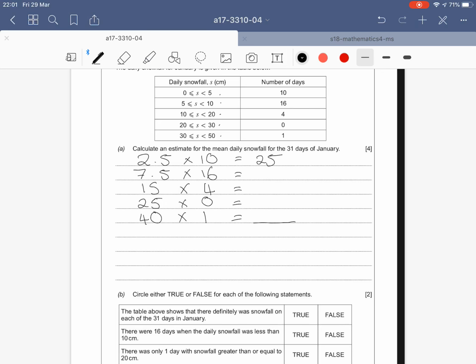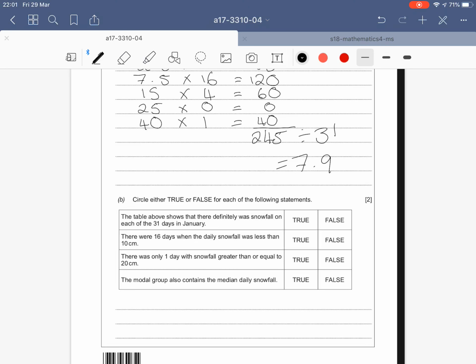7.5 times 16 gives you 120. 15 times 4 is 60. 25 times 0 is 0. 40 times 1 is 40. You need to add all of them up then to get 245. We need to divide that by the total frequency, which is this column, the 31 days. So we need to divide that by the 31 days, and we get 7.9 for the mean.